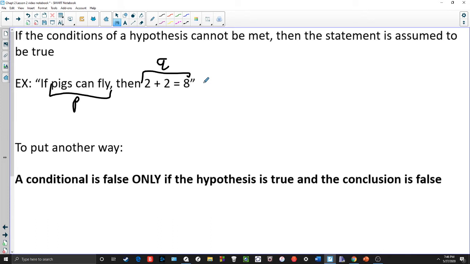Because if I just say, well, I know 2 plus 2 is 4, the response to that would be, well, your hypothesis isn't met yet. Pigs aren't flying. So of course 2 plus 2 is 4, because pigs aren't flying yet. Once pigs start to fly, then 2 plus 2 would equal 8, would be what this statement is saying. Now, is that true? We can probably safely assume it's not going to be. If pigs suddenly start sprouting wings and flying, we can probably safely assume that 2 plus 2 is still going to be 4. But given the structure of this logical system here, we'd have to just say that until proven otherwise, this is a true statement.